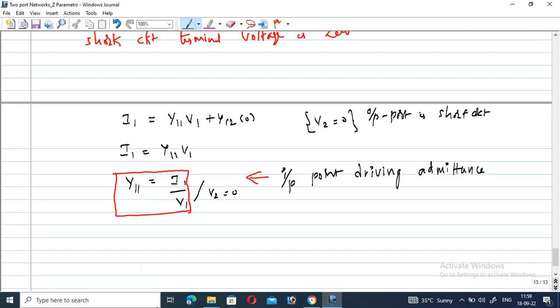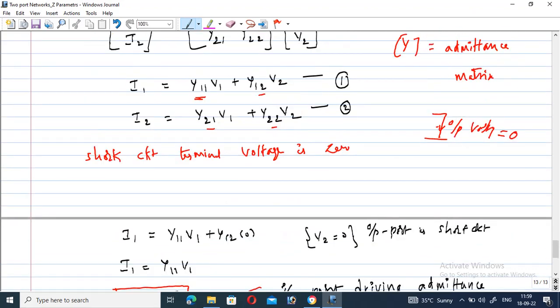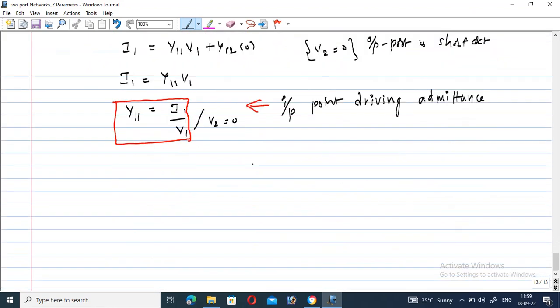As well, if v2 is equal to 0, from the second equation also there is a possibility to calculate one more parameter. So what is that one? When v2 is equal to 0, we can calculate y21 also. y21 is equal to I2 by v1. Therefore, from this equation, y21 is equal to I2 by v1. So this is the second parameter in the case of the y parameters. These two parameters are calculated only when v2 is equal to 0.